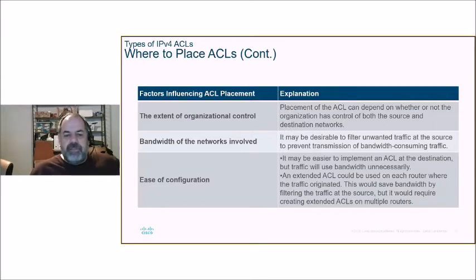Ease of configuration. It may be easy to implement an ACL at the destination, but traffic will use bandwidth unnecessarily. An extended ACL could be used on each router where the traffic is originated. This would save bandwidth by filtering the traffic at the source, but it would require creating extended ACLs on multiple routers. So there's always swings and roundabouts involved.